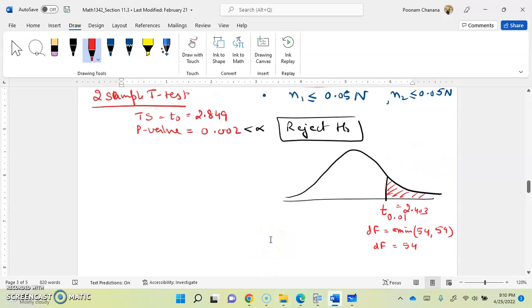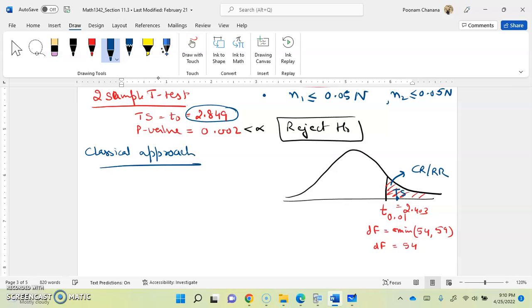Our test statistic here is 2.849. It's going to be bigger than that. So the test statistic is in the critical region or the rejection region. Using the classical approach, we're going to say the test statistic is in the critical region or rejection region. So the same result, reject H naught.